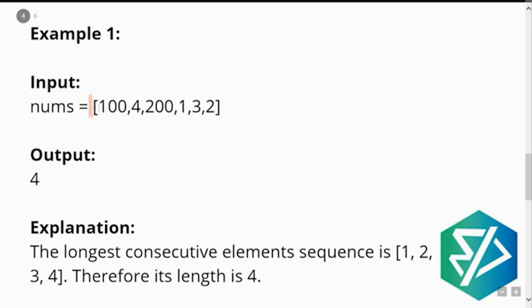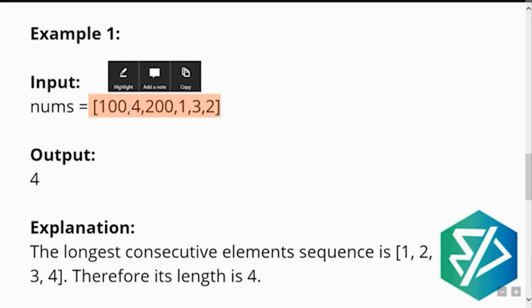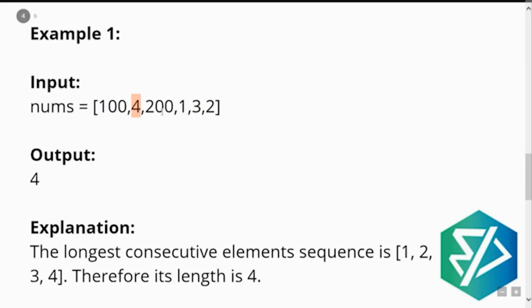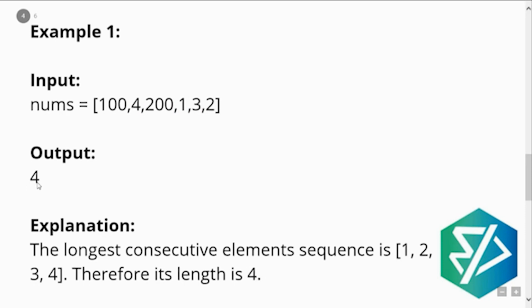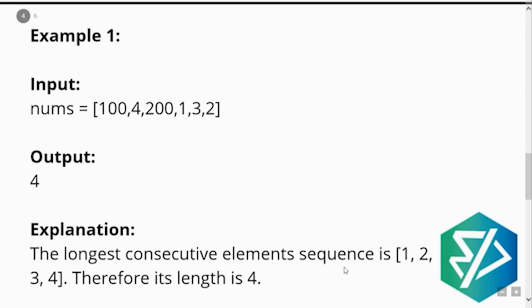Suppose this is the list which has 6 elements right now: 100, 4, 200, 1, 3, and 2. So we need to return the longest consecutive elements. Consecutive elements means elements that occur one after the other. So if we see, then 1, 2, 3, and 4. We have 4 consecutive elements, whereas 100 and 200 aren't consecutive. So the output will be 4 because the longest consecutive element sequence is 1, 2, 3, 4.